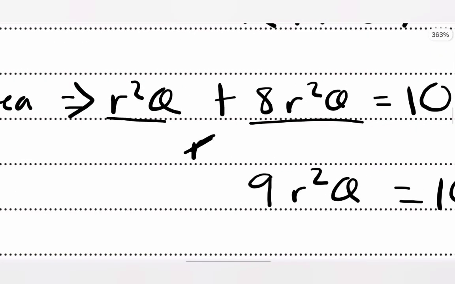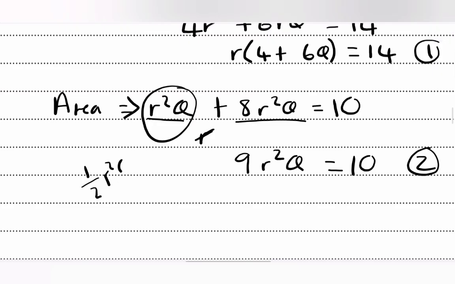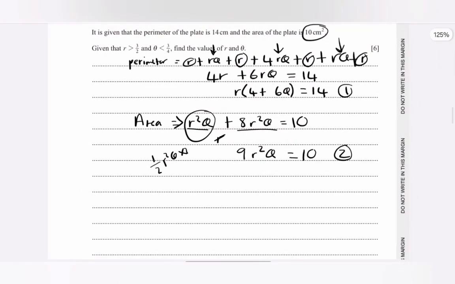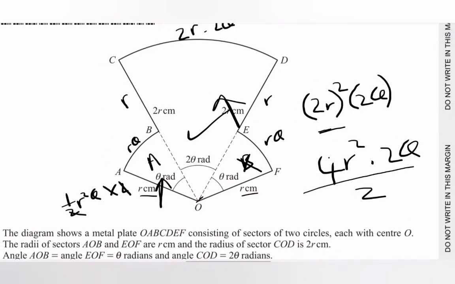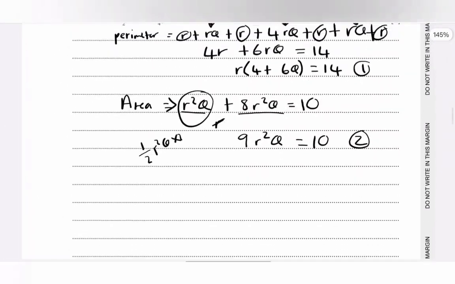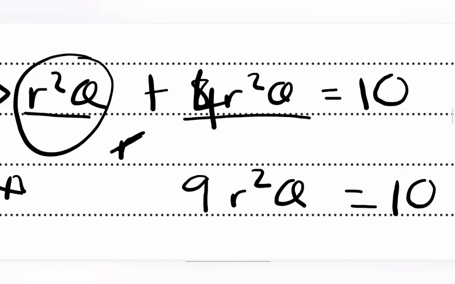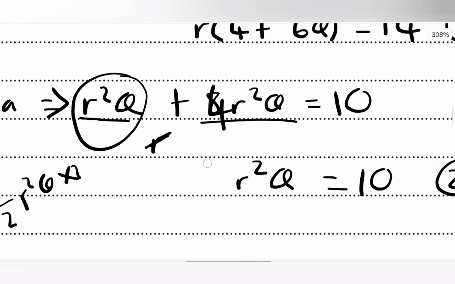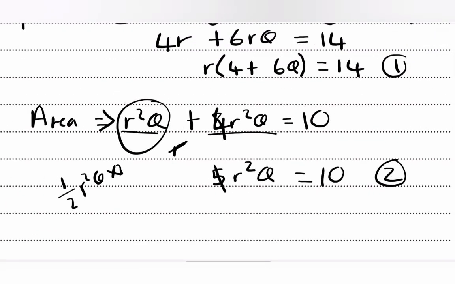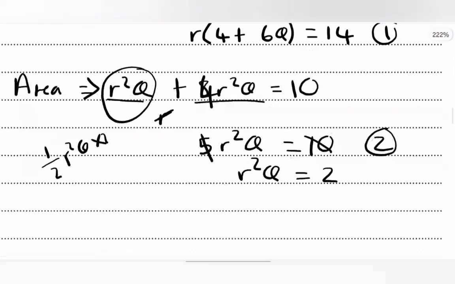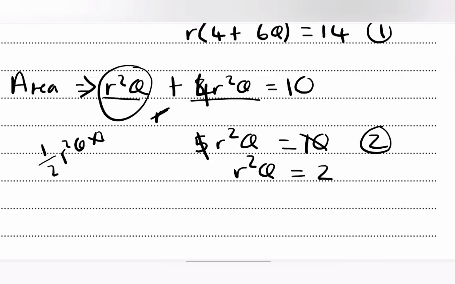But wait, this has got to be r squared theta because we multiplied our half r squared theta by 2. So for this one, it's supposed to be half r squared theta. So this has to be divided by 2. So instead of getting 8, we should be getting 4. And adding those 2 should be giving us 5r squared theta, like that. And so dividing by 5 on both sides, we get r squared theta to be 2. And if we make theta the subject, now we get theta to be 2 over r squared.